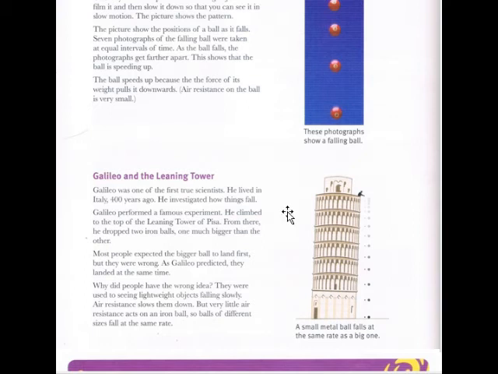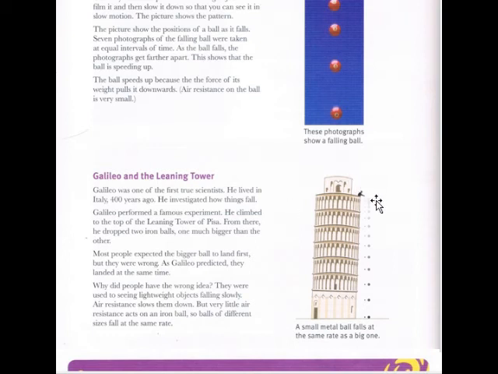What happened to those balls, students? Most people expected the bigger ball to land first, but they were wrong, students. Galileo predicted they would land at the same time. Why did people have the wrong idea? They were used to seeing lightweight things falling slowly. Air resistance slows them down, but very little air resistance acts on the iron ball. So, balls of different sizes fall at the same rate, students.